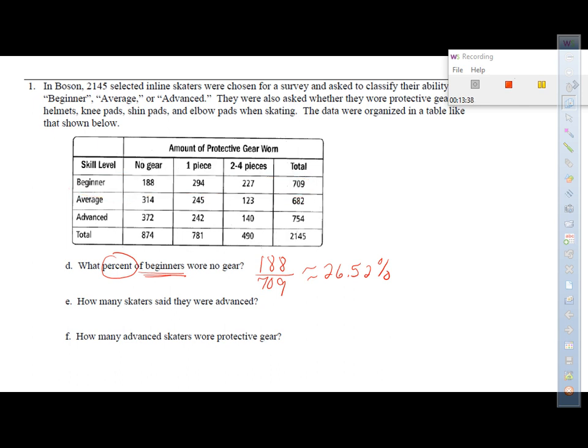Here goes part E. How many skaters said they were advanced? Well, 372 advanced skaters wore no gear. 242 advanced skaters wore one piece. 140 advanced skaters wore 2 to 4. There's my total. Now, guys, notice that it did not say percent. So my answer in this case is the 754 skaters.